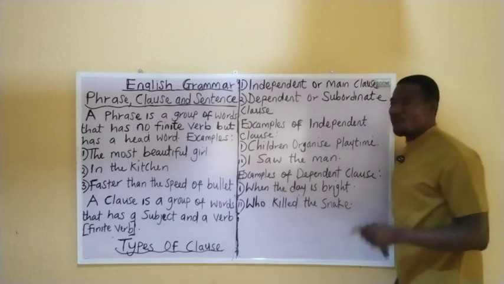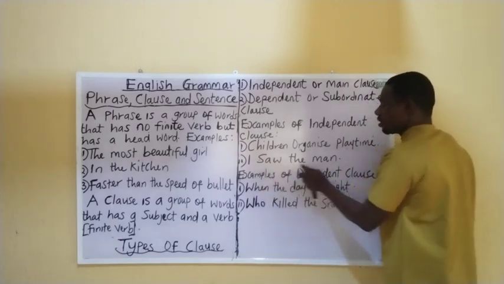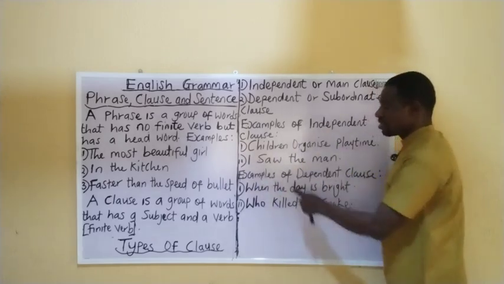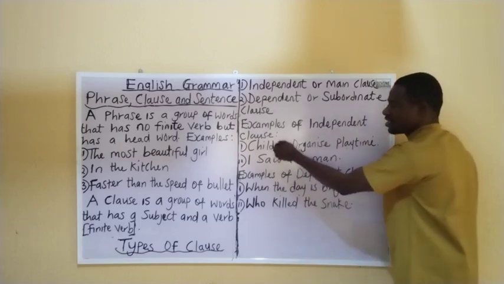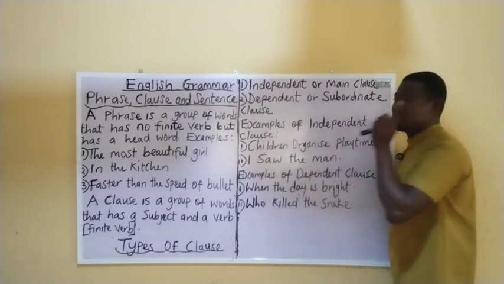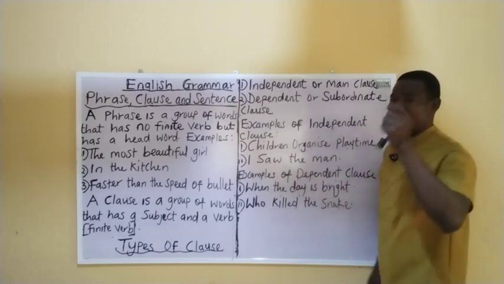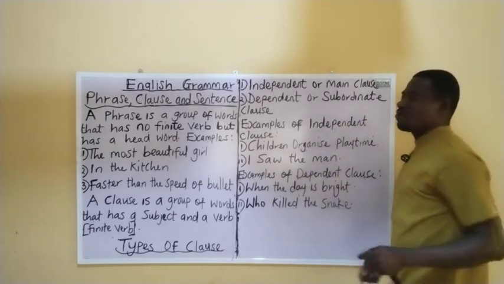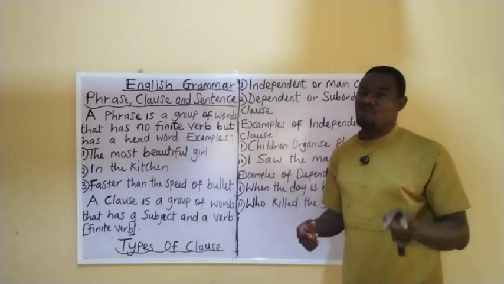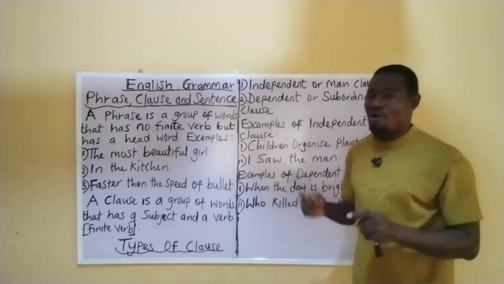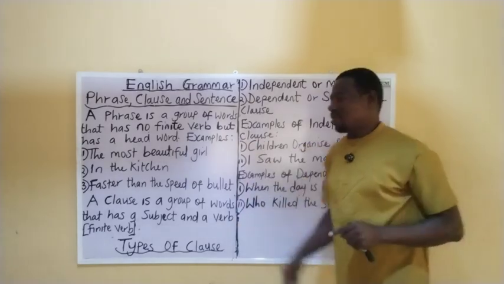Another example of the independent clause is I saw the man. I is the subject, saw the verb. It's enough to make a clause. And these two examples of the independent clause or the main clause express a complete thought. The second is the dependent clause. The dependent clause is that clause that cannot stand on its own. It mainly depends on the independent clause.